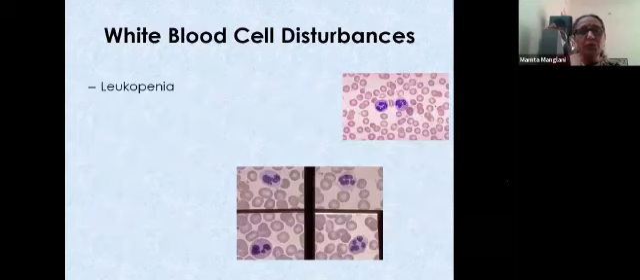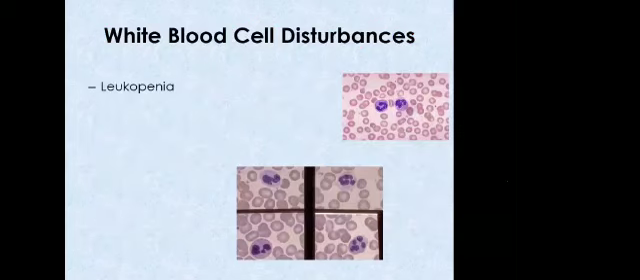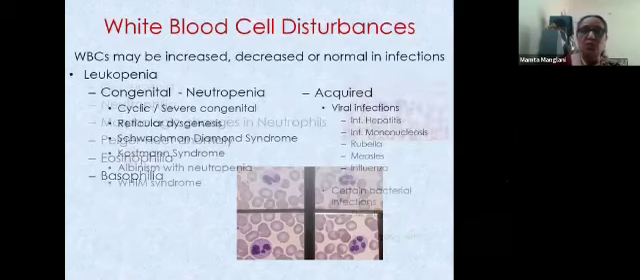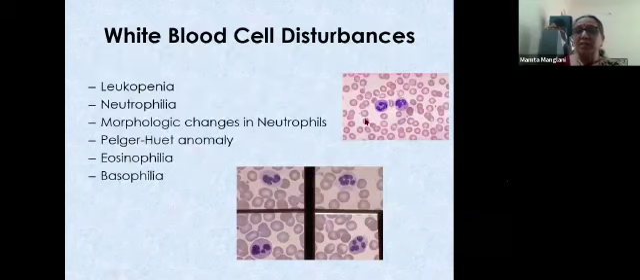Now, if you look at various white cell disturbances that can happen: leukopenia, neutrophilia, morphologic changes in neutrophils, Pelger-Huet anomalies, eosinophilia. I'm not going into details. So these all can be present. Here you can see band cells, so immature cells. Neutrophilia can give you immature cells along with an infection. Then you can see a lot of neutrophils here, which are with band cells again.